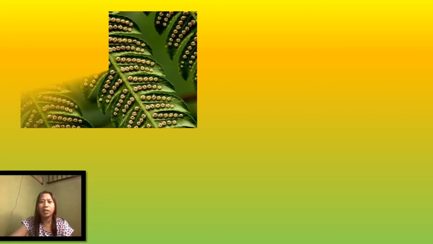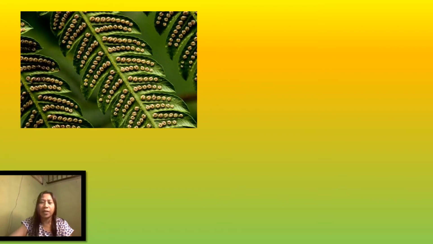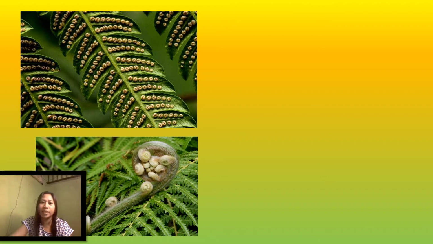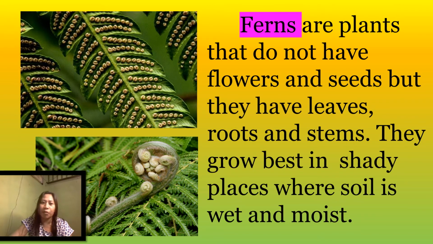All right. So look into this picture. What do you think is this one? Have you seen this kind of plant around you? Marami po yan sa paligid natin, especially in shady places. So ang tawag natin dyan ay mga ferns. How do ferns look and how do ferns reproduce? Ferns are plants that do not have flowers and seeds. Wala silang bulaklak, wala rin silang mga buto, but they have leaves, roots, and stems.